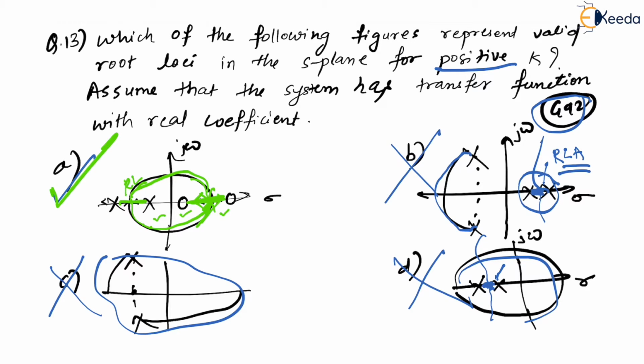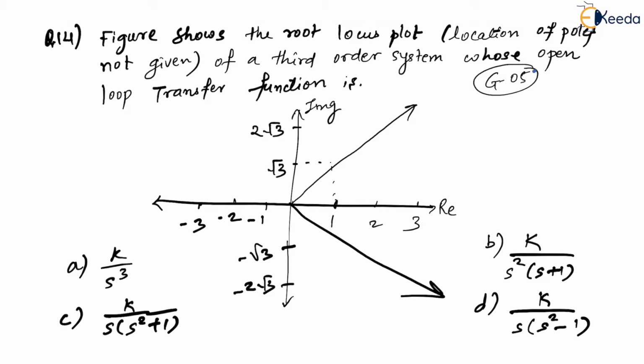Now we will see some more problems. Yes, it is a GATE 2005 question. What does the question say? The question says that the figure shows the root locus plot, location of the poles not given, of a third order system, whose open loop transfer function is. They are asking the open loop transfer function. What has to be the open loop transfer function of the same? You please tell me what it should be.